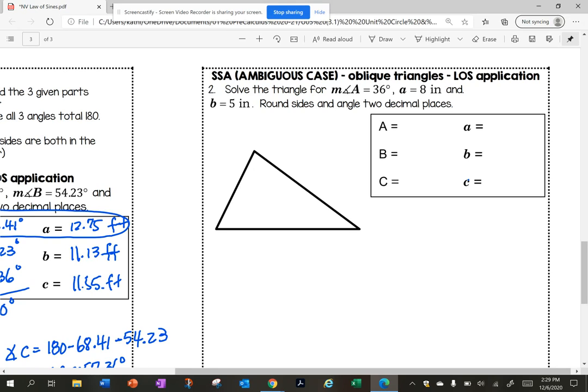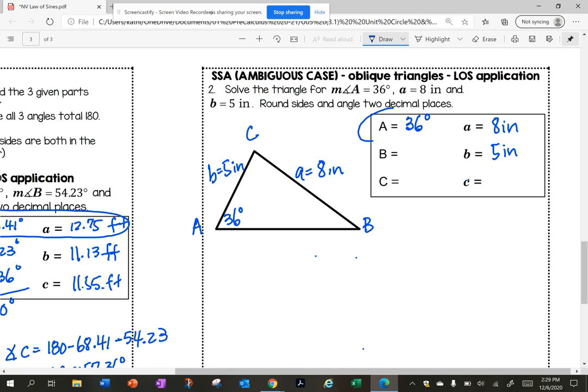So the process is the same. Put these three pieces of information on my triangle. So I am going to set this up, and I like to say A is the bottom left, B is the bottom right, angle C is the top. So we are given that angle A is 36 degrees, side A is 8 inches, and side B is 5 inches. Okay, so I'm going to put this in my graphic organizer, and B is 5 inches.